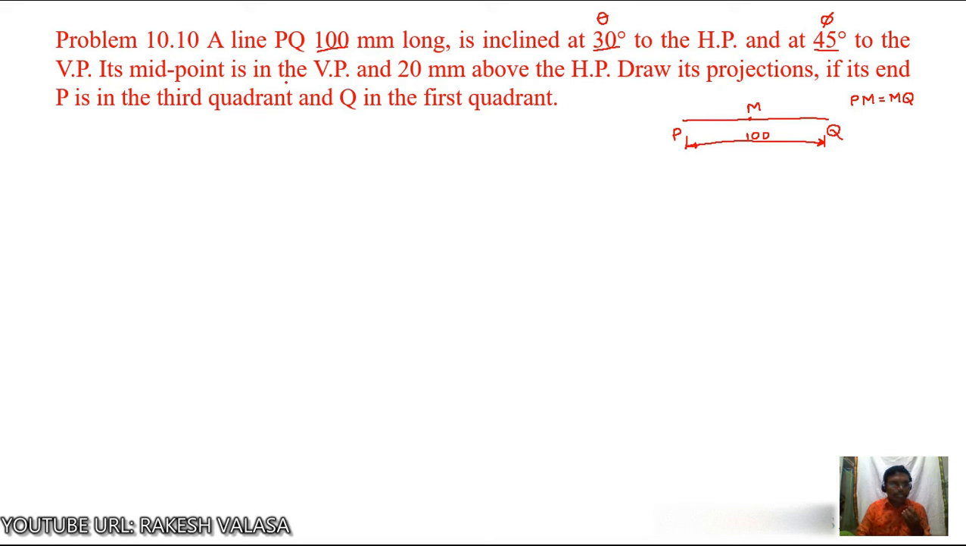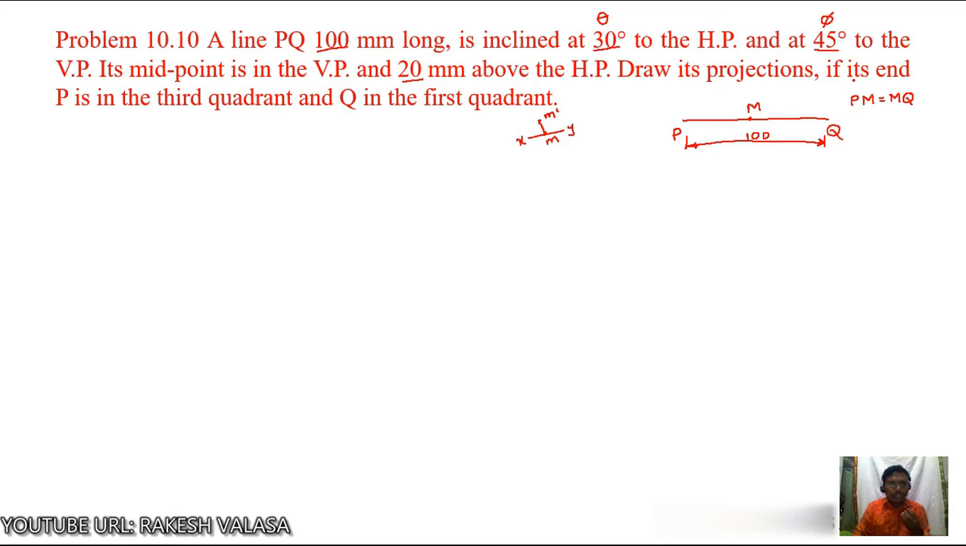One more condition is its midpoint is in the VP, 20 mm above the HP. Here the midpoint's front view is 20 mm above the HP, that means M dash is above the XY. Let us take this is the XY. Midpoint is 20 mm above the HP. This is the M dash. And one more condition is this point is in the VP, so M dash is above XY and M, that means the top view point, is on XY.